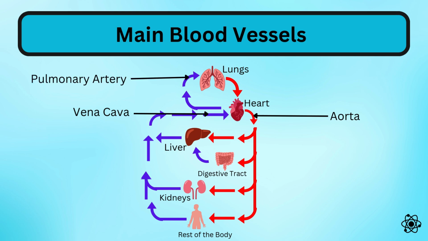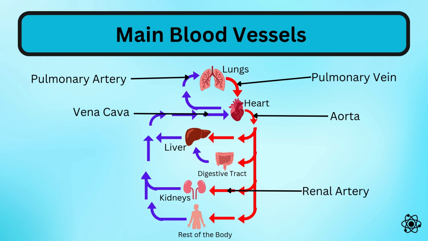The pulmonary artery carries deoxygenated blood away from the heart to the lungs. The pulmonary vein carries oxygenated blood to the heart from the lungs. The renal artery carries oxygenated blood from the heart to the kidneys. The renal vein carries deoxygenated blood from the kidneys to the heart.